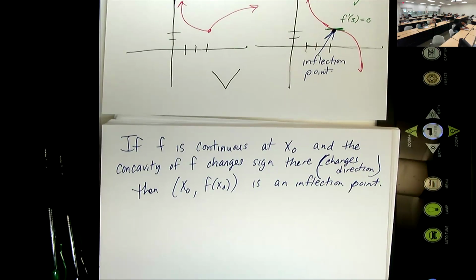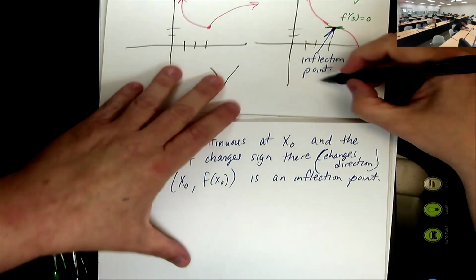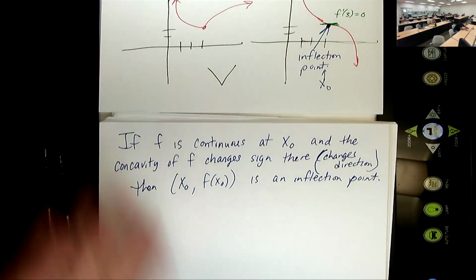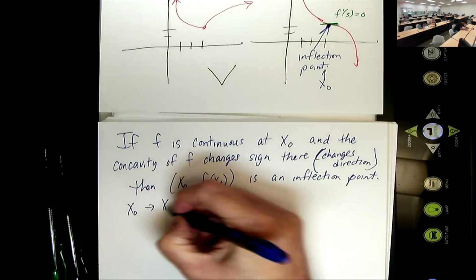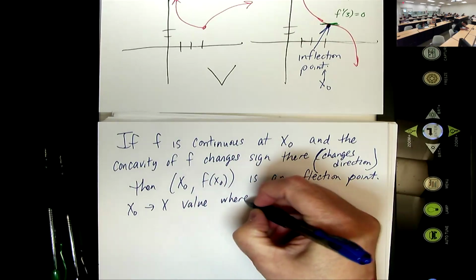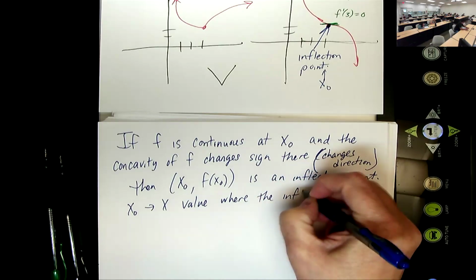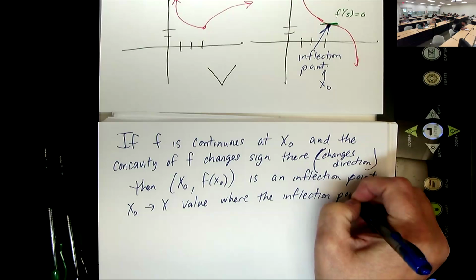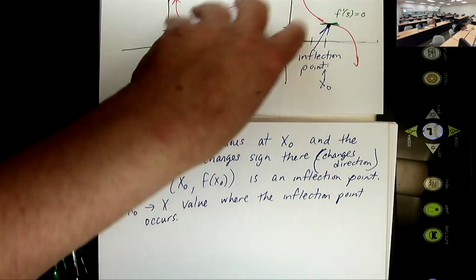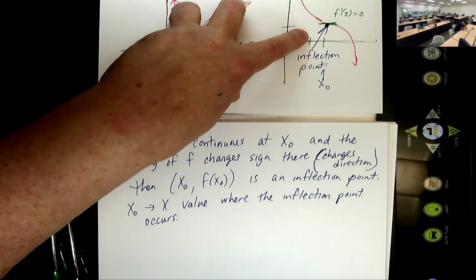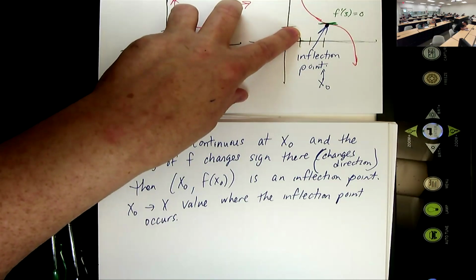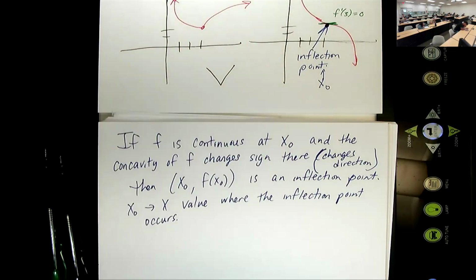And what is x naught referring to? This is my x naught right there. The x value, x naught, is the x value where the inflection point occurs. Here I have 3, but I can't just say at 3 because that's not true on every graph. So we use x naught as a dummy variable to say where this occurs.